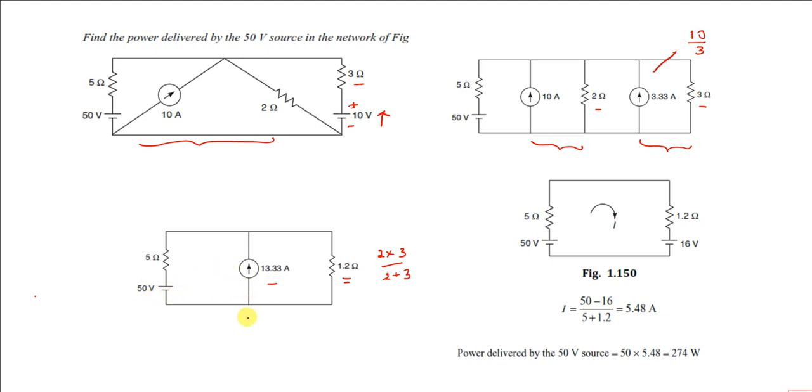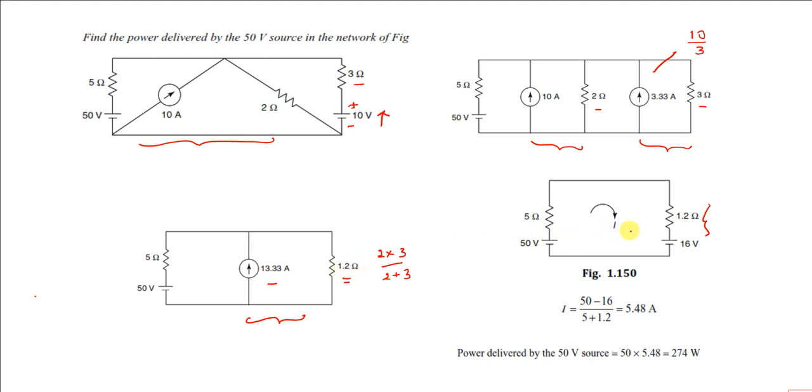So again we need to convert this current source into a voltage source. We can consider this 13.33 in parallel with 1.2 as a current source. We can transform once again this current source into a voltage source, so that you will get one voltage source. So what is the value of the voltage? The voltage value is V is equal to IR. I is 13.33 and R is 1.2.